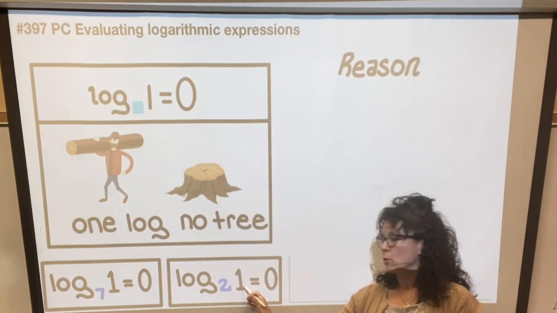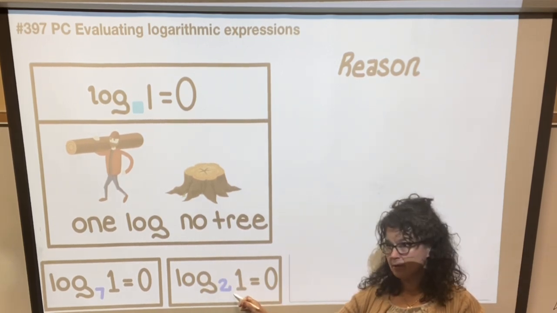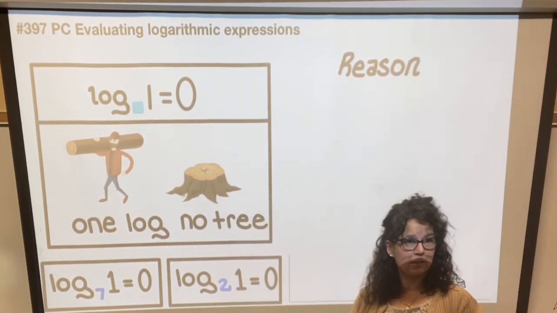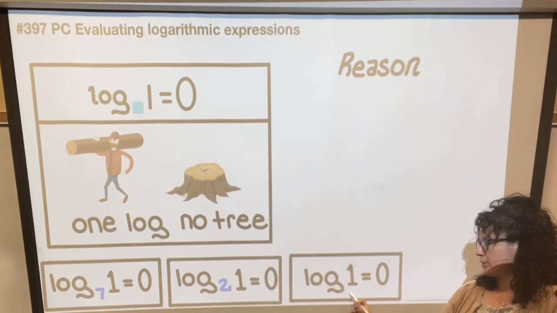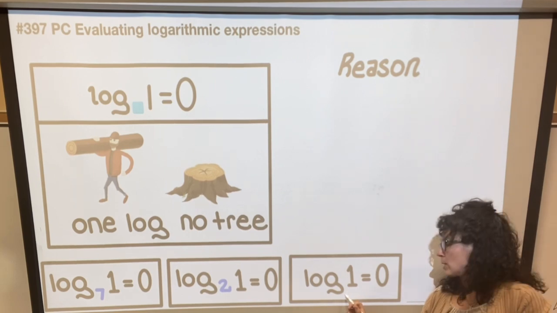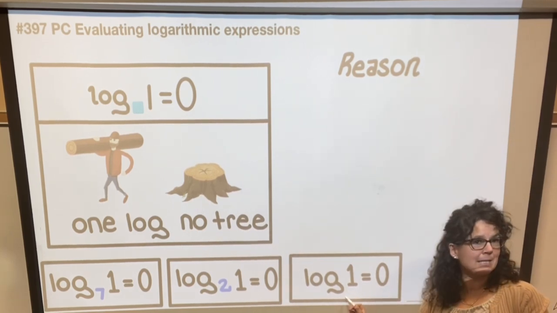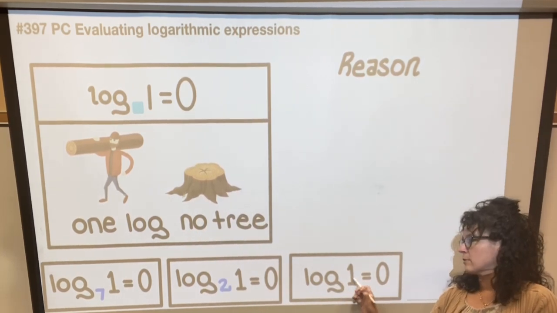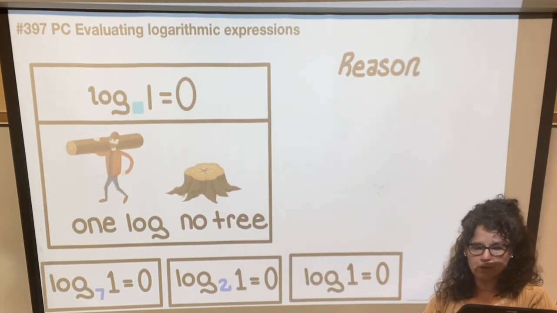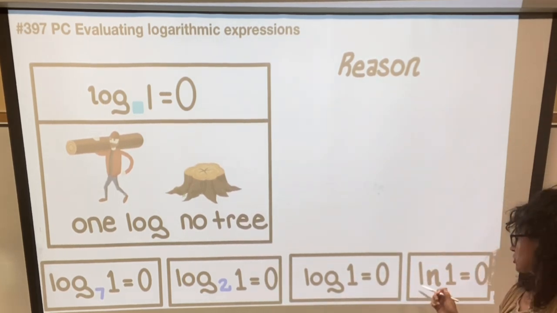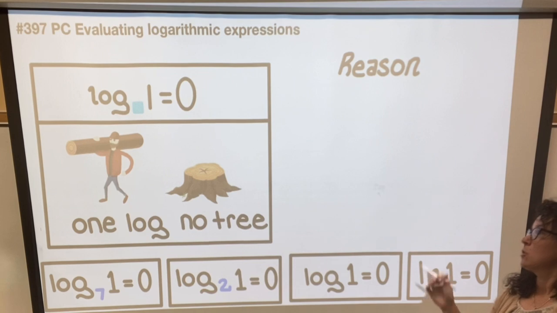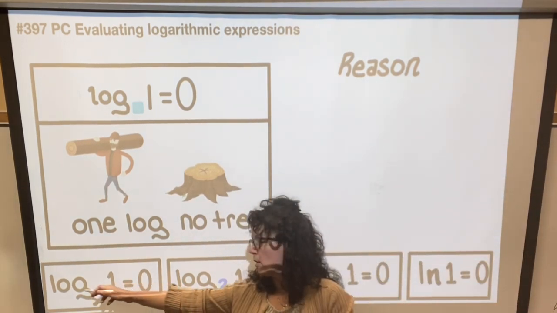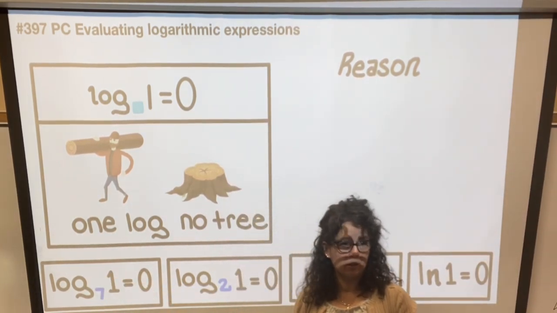So log base 2 of 1, a log of 1, I get 0. This one here, I don't have a base number sitting here, but we know that anytime it's invisible, that's base 10. So log base 10 of 1, well, that equals 0. Or maybe I have a natural log, base e, but a log of 1 is equal to 0. So when you have a log of 1, you get 0.